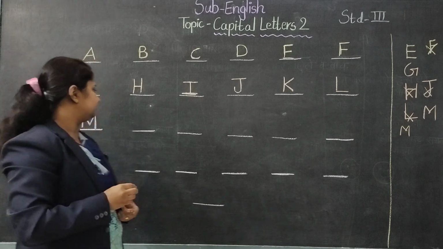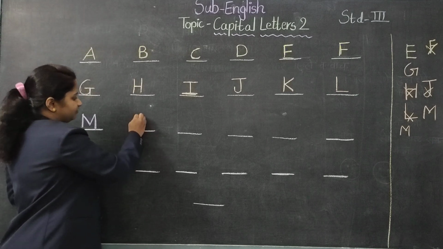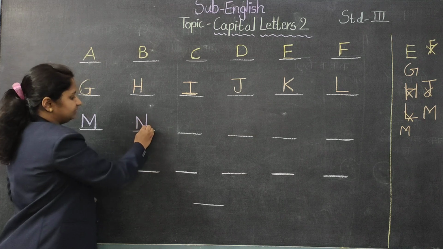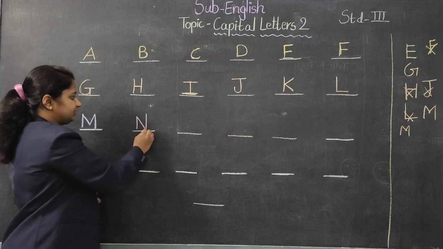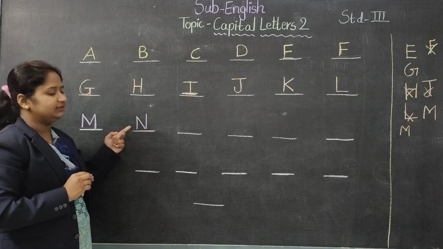Letter N. Now we will see how to write letter N. 1, 2 and then 3. We are done with the N. 1, 2 and 3. 2 straight lines and 1 slant line. And we are done with the letter N.